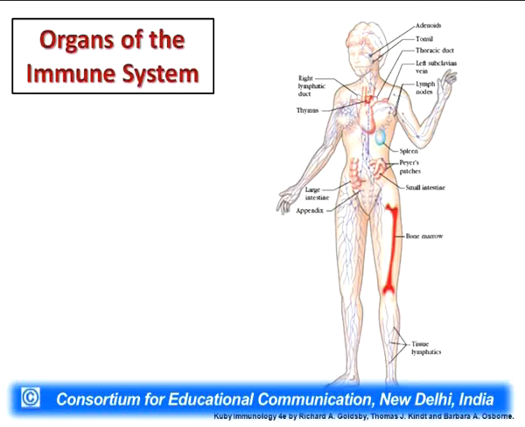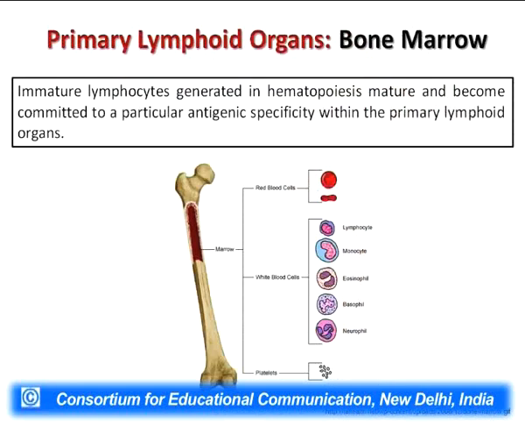Now let's see what the organs of this immune system are. If we look at this diagram, the bone marrow and the thymus, which is present on the top of the heart, are the primary lymphoid organs, while the secondary lymphoid organs include the Peyer's patches, which are present in the intestine, the spleen, lymph nodes, and the tonsils.